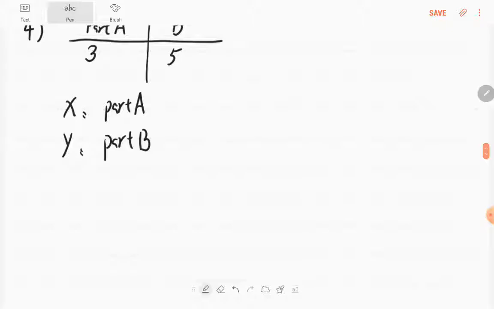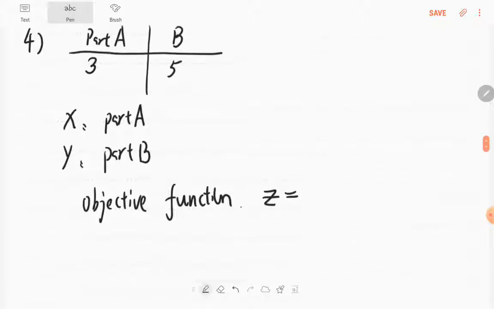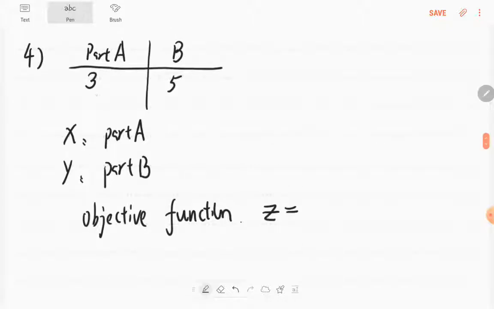Okay, the total weekly profit, so objective function. We want to write down the objective function, which is the total profit. Z equals the profit for part A is $3 each, so you have 3 times x plus 5 times y, right? Okay.